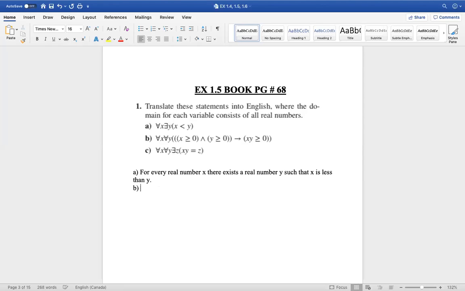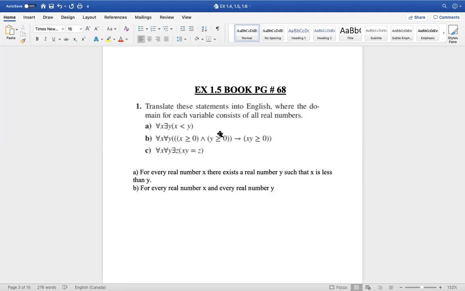We take part B. This is a pretty long one, but don't be intimidated by its length. So we just take the quantifiers and put them into English. For every real number x and every real number y, because we have both the for all quantifiers.